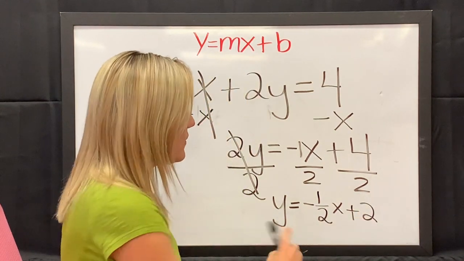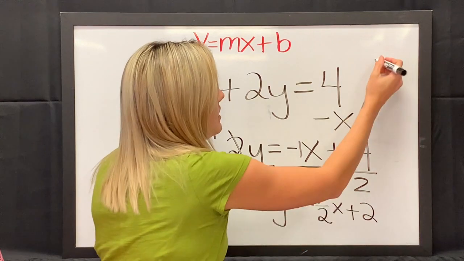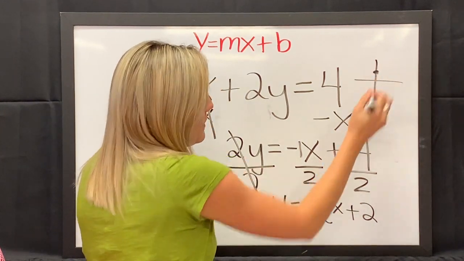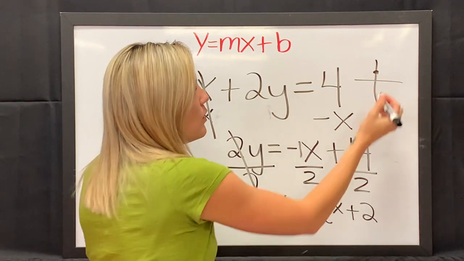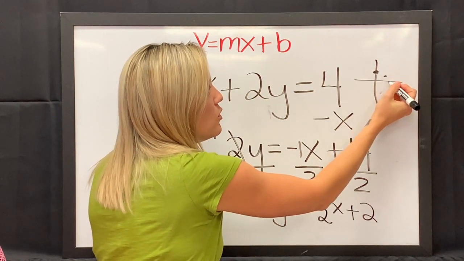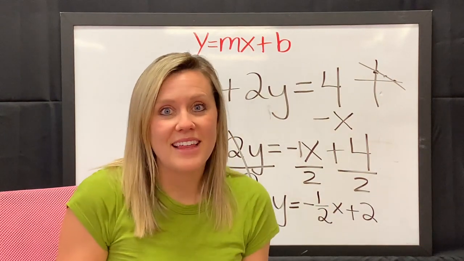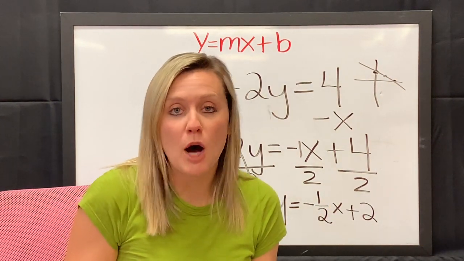Okay, so if I were to graph this equation, I would have my y-intercept up to 2 right here, and then my slope is -1/2. So I'd go down 1 over 2, down 1 over 2, and my line would look something like that. Okay, we're just going to do a couple more.